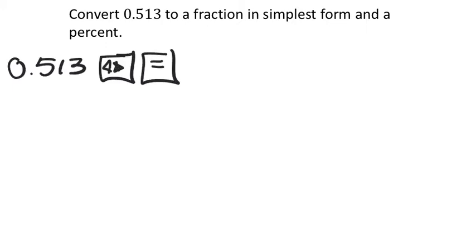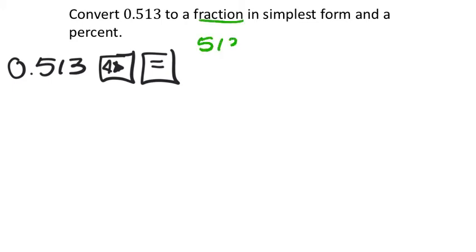Convert this decimal to a fraction. So again, I'm going to go straight to the calculator. I'm going to type in 0.513. Okay, now since I do want this as a fraction, I would push the double arrow button, and then I would push the enter button. And this changes this answer right here to a fraction for me right away.